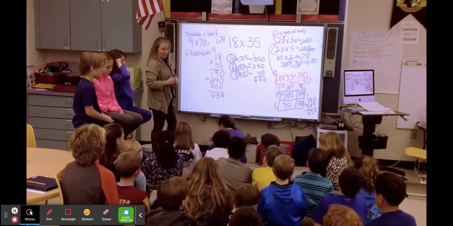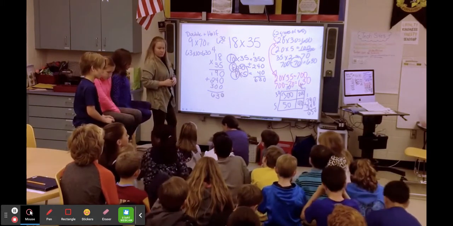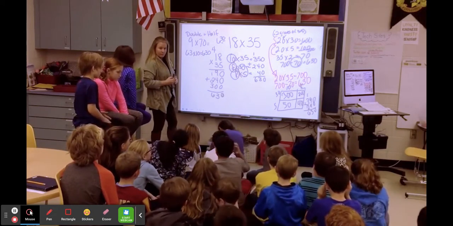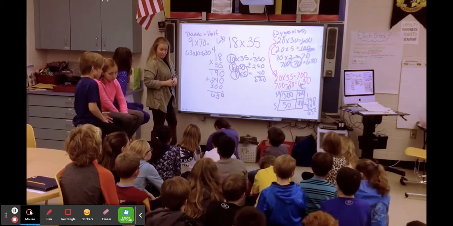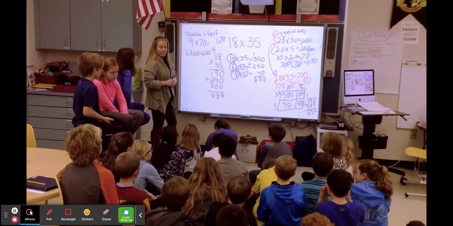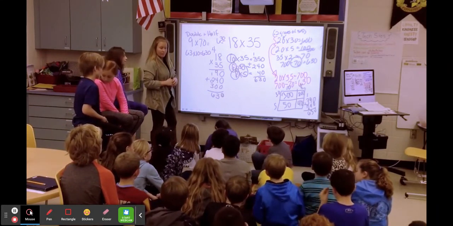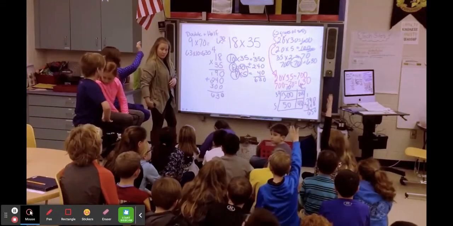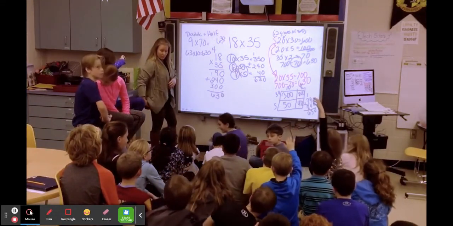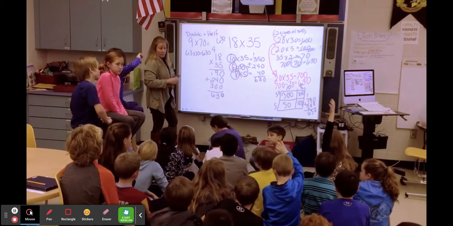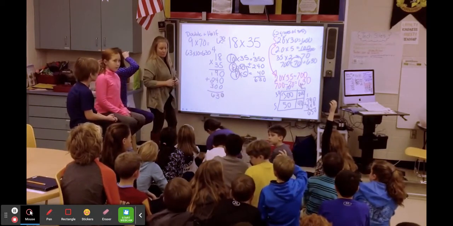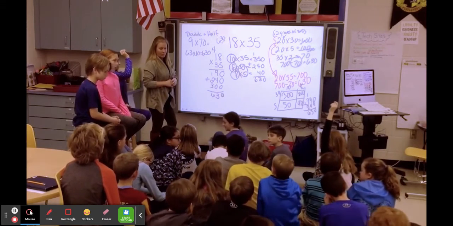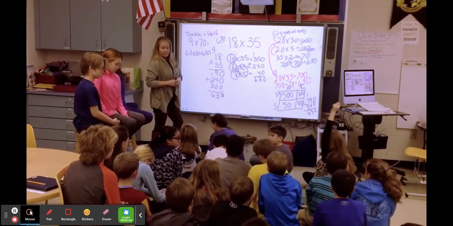So when you're doubling and halving, you can't just double both of them or half both of them. If you want to get the right number, you have to half one and double one. When you double both of them, you don't get the same product. It's one more group of 35. So when you double one and half the other, it's also easier for me.